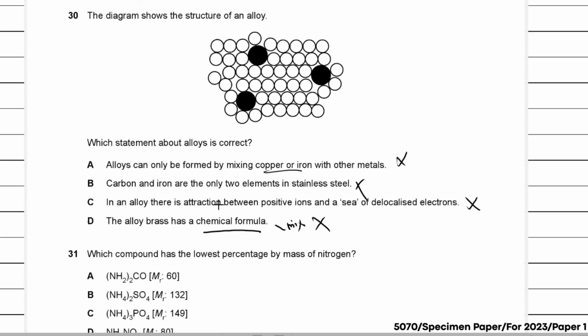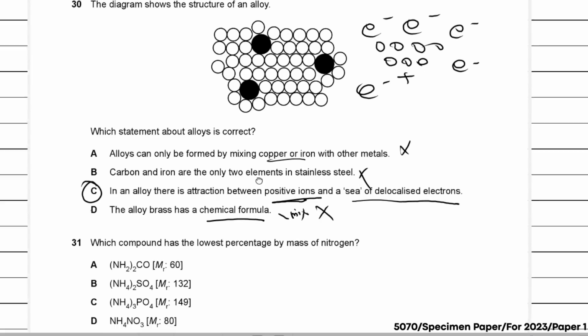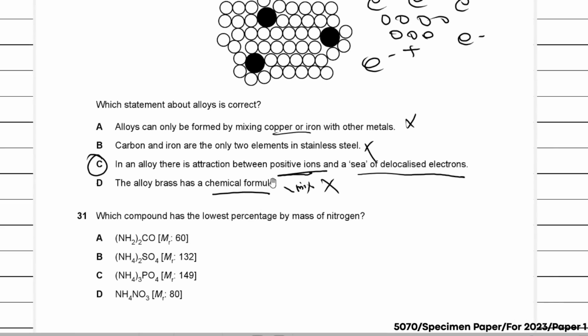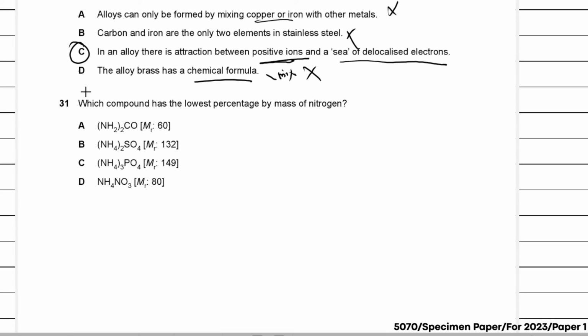In an alloy there's an attraction between the positive ions and a sea of delocalized electrons. So actually, this is kind of true. Alloys are made of metals, and metals have positive ions surrounded by a sea of delocalized electrons. So the answer is actually C. I'm sorry, it's really not D. I really didn't notice delocalized electrons. So since it's a metal and it has a sea of delocalized electrons, the answer is going to be C.